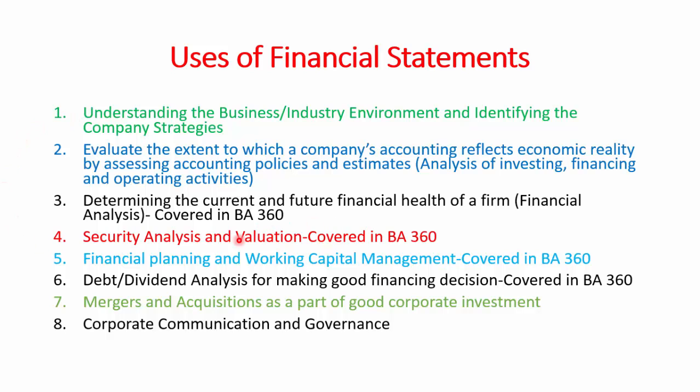So when you have to find the value of a company and when you are planning for future working capital management, you should always start from point 1: understanding the business or industry environment, identifying the company strategies, evaluating the investing, financing, and operating activities, and after that we can use different ratios for determining the financial health of a firm and valuation. And that's what we will be doing in the forthcoming classes or forthcoming slides.